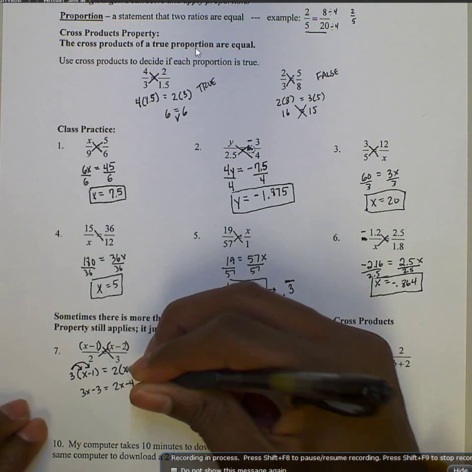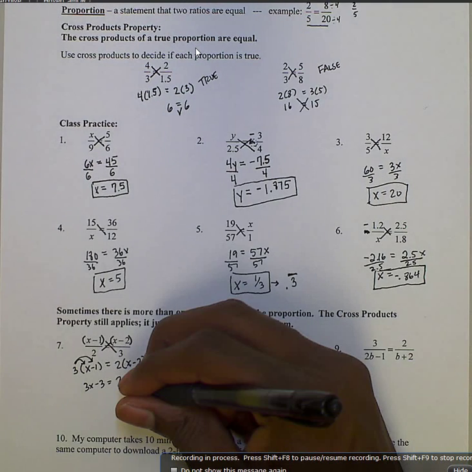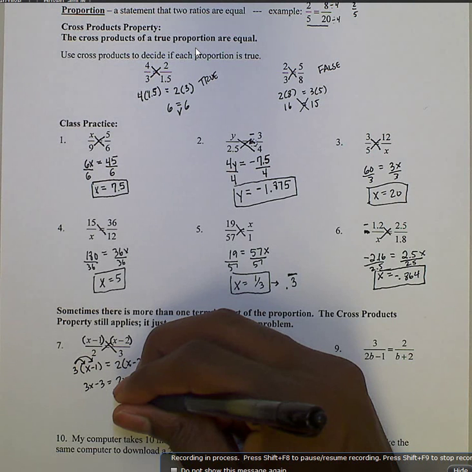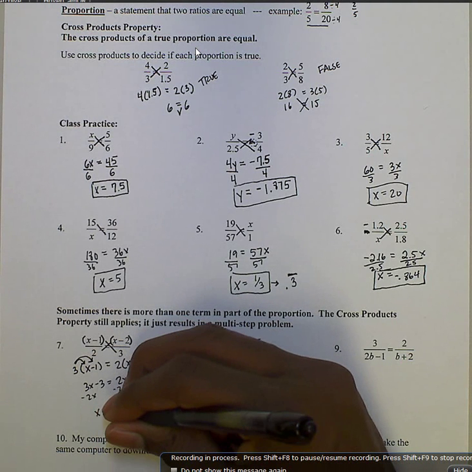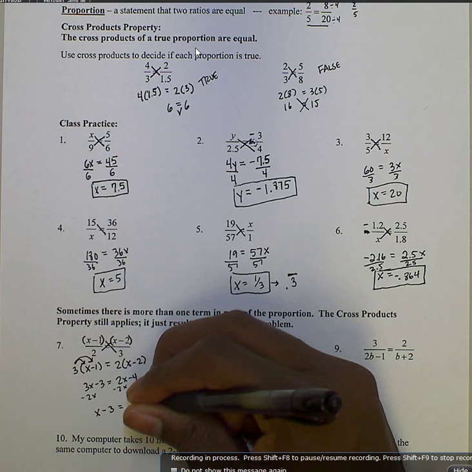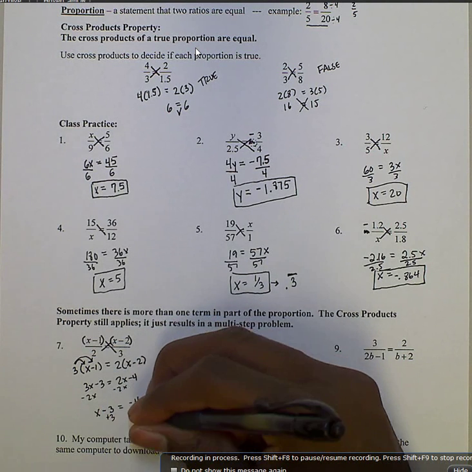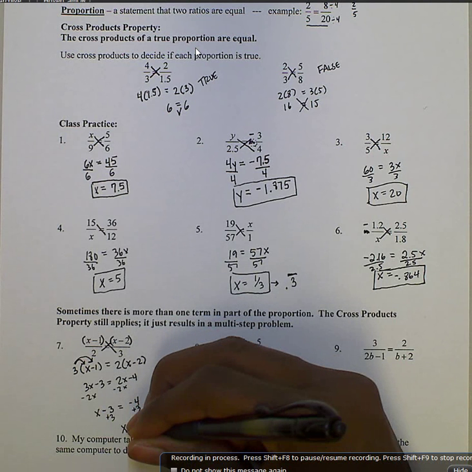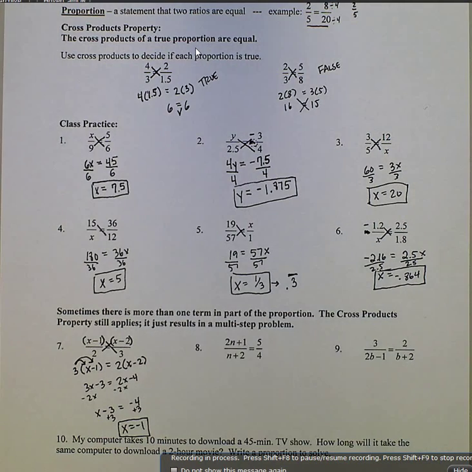You see it's turned into an equation with variables on both sides. We can solve that. Subtract 2x from both sides. x minus 3 equals negative 4. I'll add 3 to both sides, and then I'll get my solution is x equals negative 1. Okay?